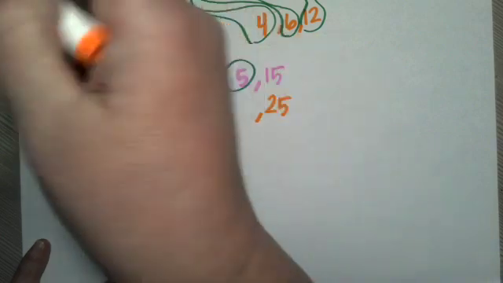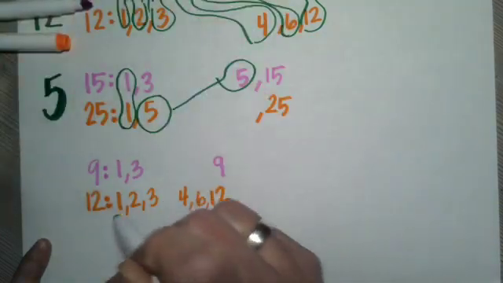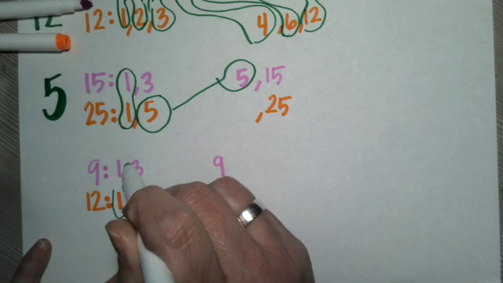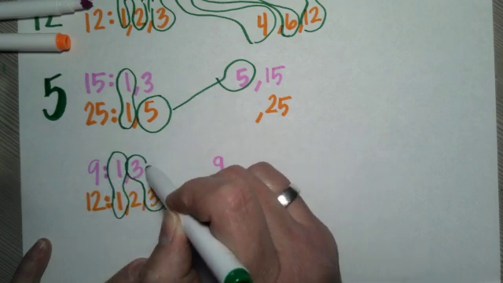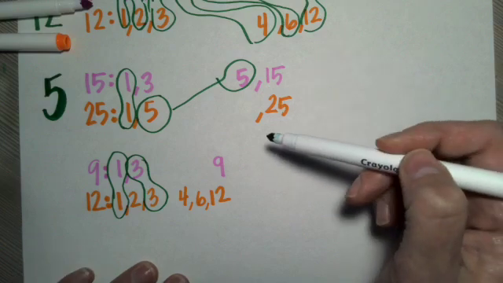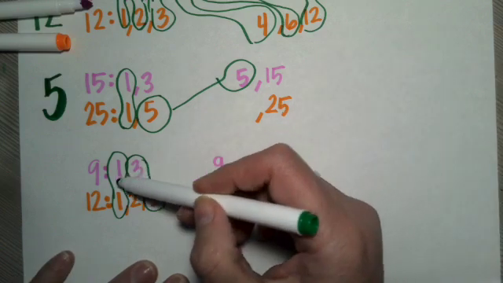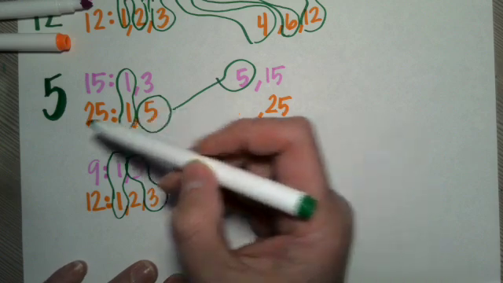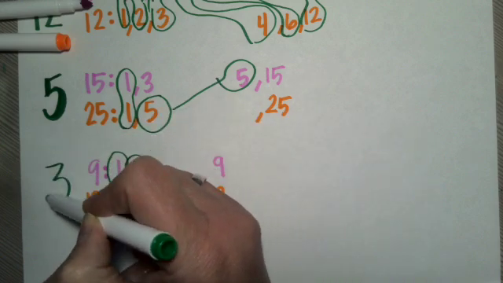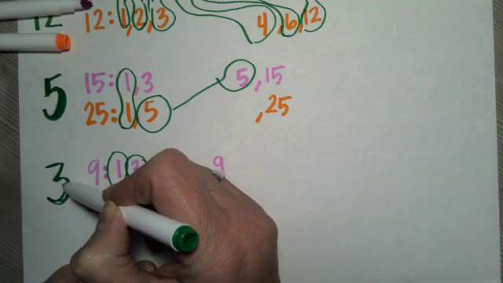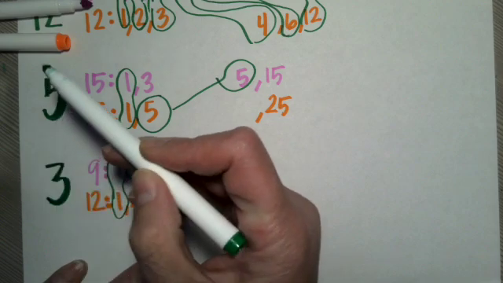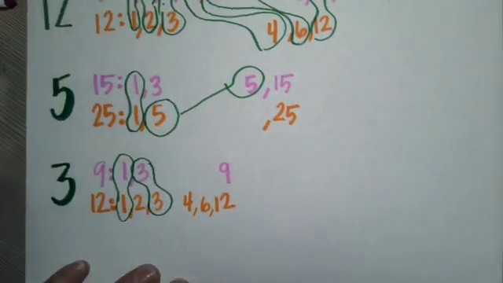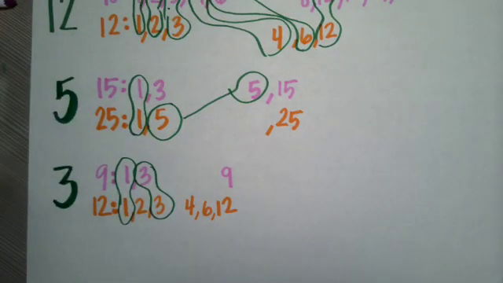Now let's look and see what is common. 1 and 3, and that's it. So the biggest number that they share is a 3. So our GCF for 9 and 12 is a 3. And that's pretty much how you do it. There's not much else to it. You just have to know what numbers make those products up.